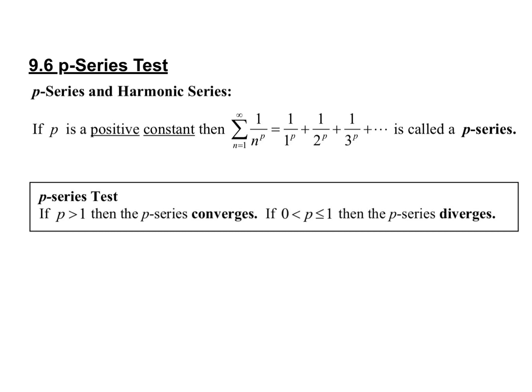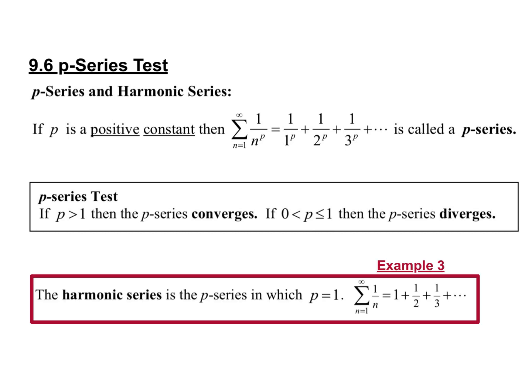And this is where we get into what's called the harmonic series, okay? And this is example 3, right? The harmonic series is when the power equals 1. 1 plus a half, plus a third, plus a fourth, on and on.